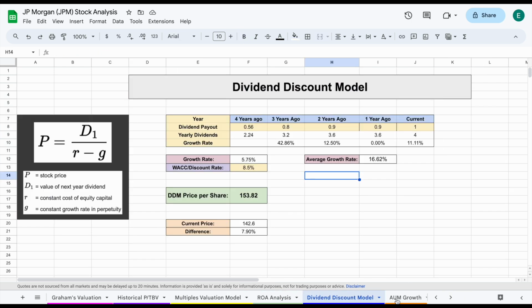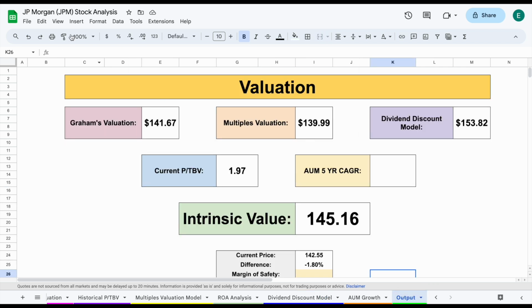If we jump over to our dividend discount model, the last valuation model we'll look at, we're plugging in the quarterly dividend payouts over the last few years, so we can see how much they pay out each year in dividends and those year-over-year dividend growth rates. They've actually increased dividends by a pretty good amount during that time period, an average growth rate of around 16.62%, with a huge dividend increase a few years ago at 42.8%. Moving forward, I'm projecting a dividend growth rate of about 5.75% for the bank and a discount rate of 8.5%, and that gives us a dividend discount model price per share of $153.82.